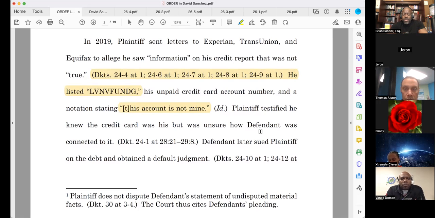Yeah. So that's why he didn't put it in the complaint, because ultimately that probably came out in discovery, and they didn't want to type that out. It's not mine. And see how I tried to clean up. He wasn't sure how the defendant was connected to it, and I can understand that.